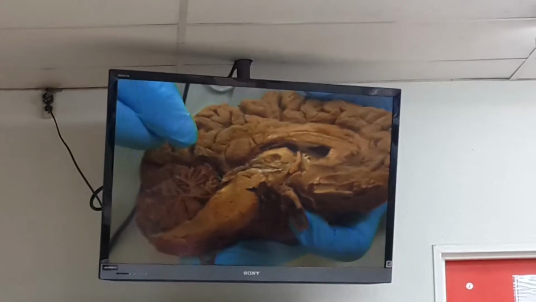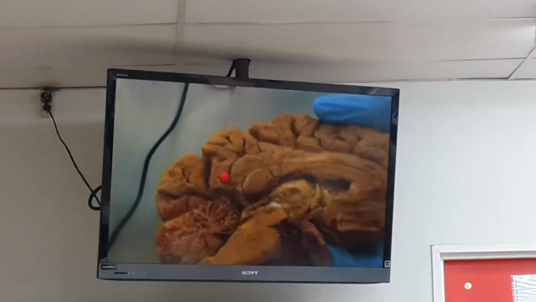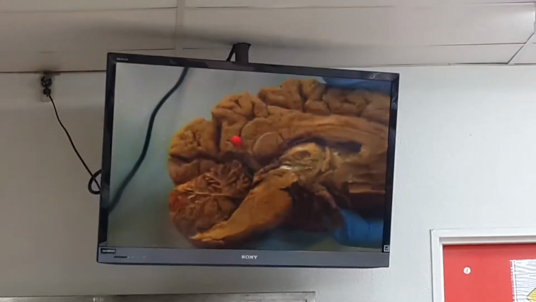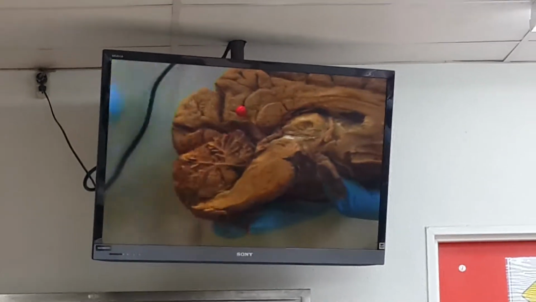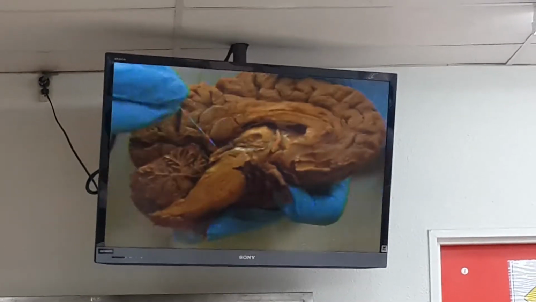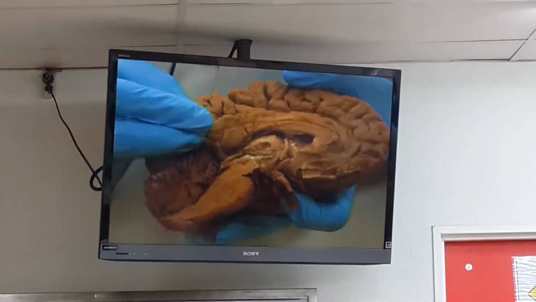And inside the posterior part of the midbrain, you can see this cavity. This is called the cerebral aqueduct. It's a cavity of the midbrain. This entire thing is the midbrain.